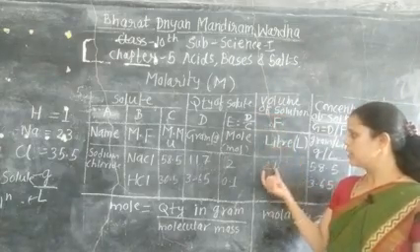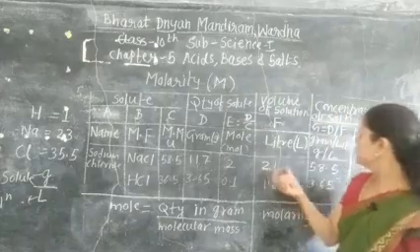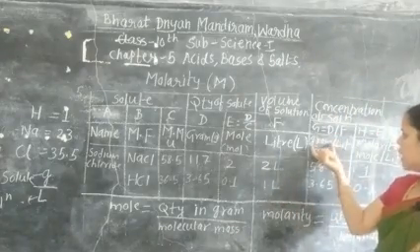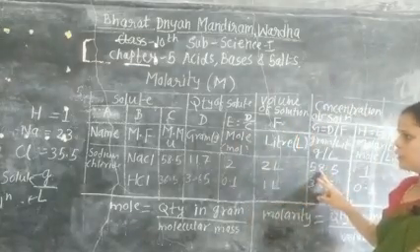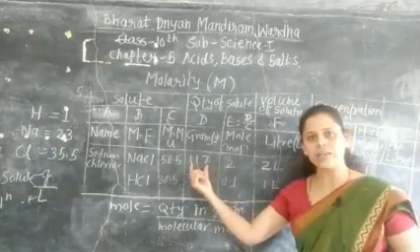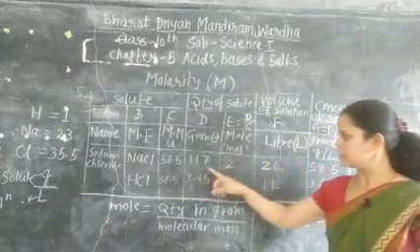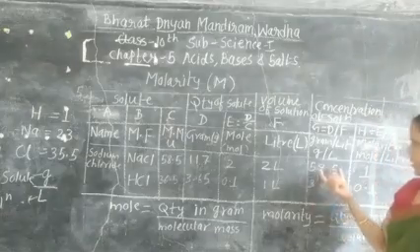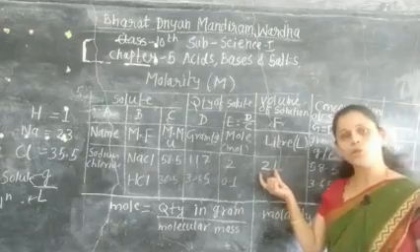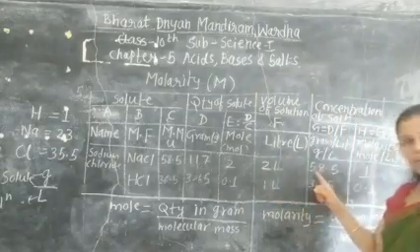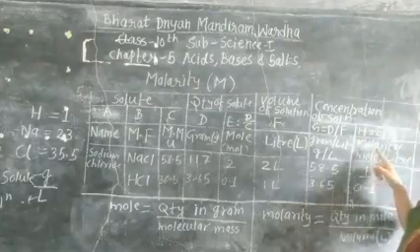Then the volume of solution is given, 2 liters. Then find the value of gram per liter. The value in gram is 117 per liter, so 117 divided by the volume of solution, 2 liters, and you will get 58.5.